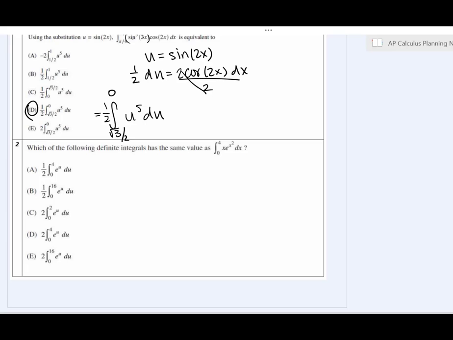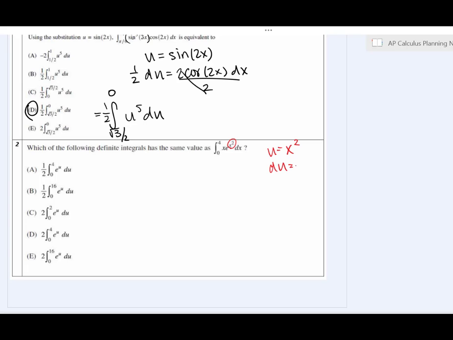Number 2, which of the following definite integrals has the same value as the integral from 0 to 4 of x e to the x squared dx? Cool. So we're again using u substitution. We have an x and we have an x squared. I'm like, okay, I know the derivative of x squared is 2x. So my u is probably going to be my higher exponent. And it's okay if you're wrong. You can just go change it.